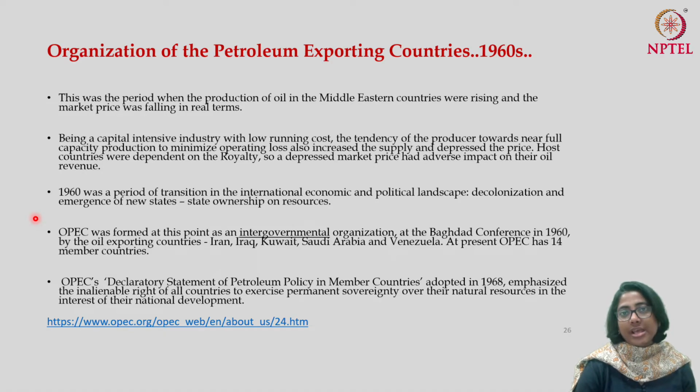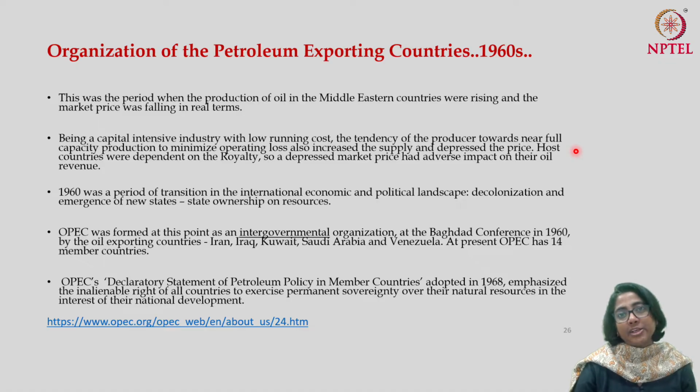And if an industry has this kind of cost feature, that is high investment and low running cost, then in order to avoid or minimize the operational loss, what they usually do is that they have a tendency towards near full capacity production. So they want to produce as much as they can. They rarely actually follow marginal cost pricing.